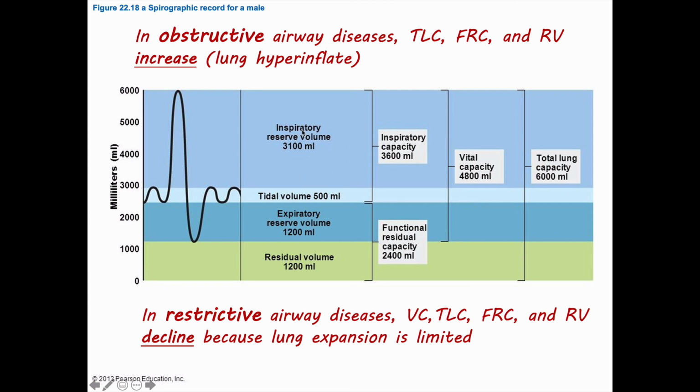You have to know these terms. Inspiratory reserve volume is 3100 ml, tidal volume is 500 ml, expiratory reserve volume is 1200 ml, residual volume is 1200 ml. So the functional residual capacity is 2400 ml, inspiratory capacity is 3600 ml, vital capacity is 4800 ml, total lung capacity is 6000 ml. Just take this picture in your brain, not on your mobile. If you keep this picture in your brain, you can explain the complete lung function.